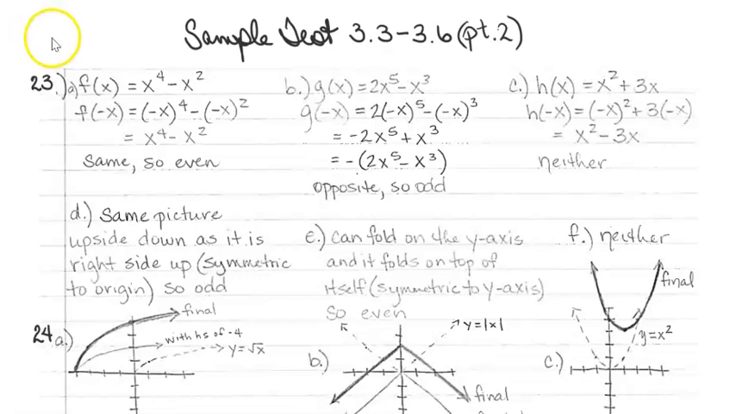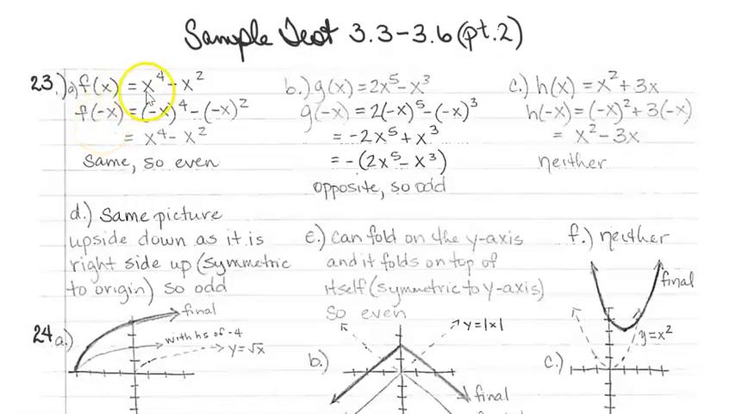All right, so looking at the second part of the sample test, picking up with number 23, they wanted us to tell if these were even, odd, or neither. So if they give me an equation, the way that I'm going to test that is I'm going to put a negative x in the place of x.